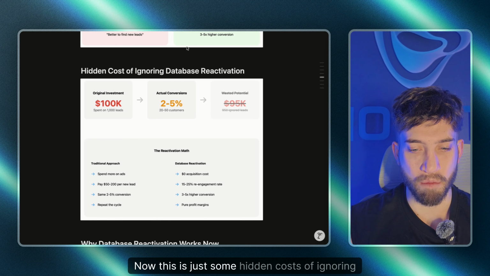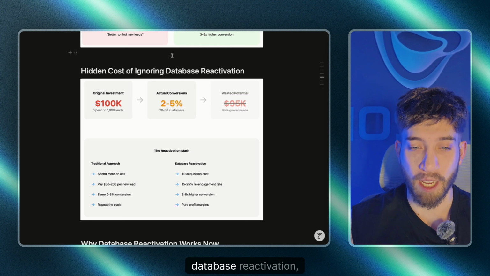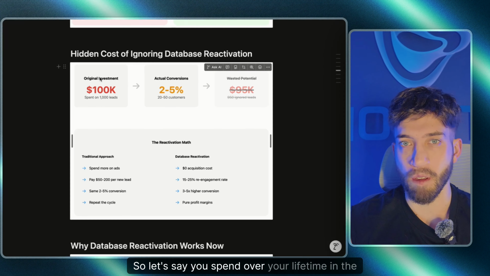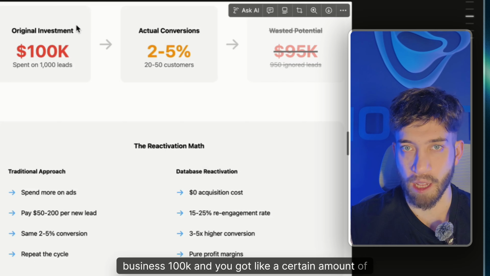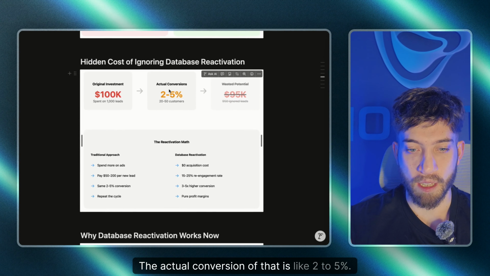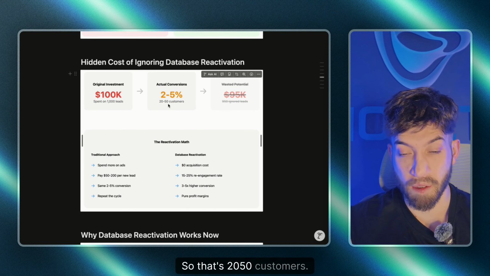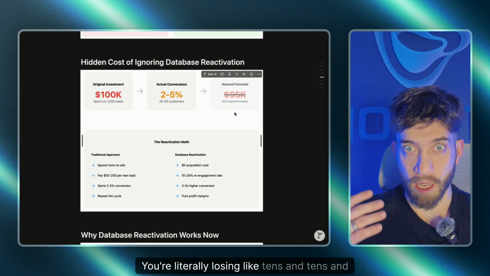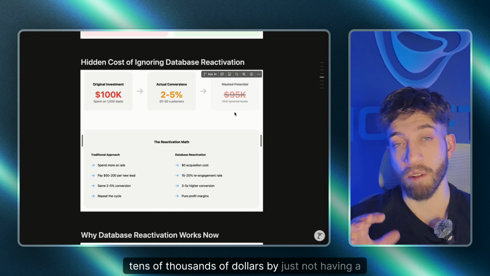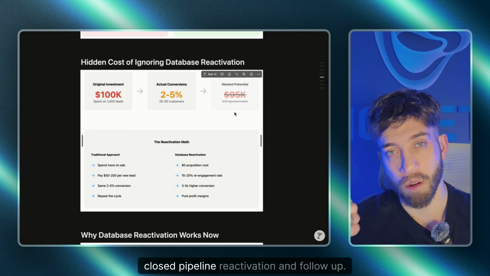Now, these are some hidden costs of ignoring database reactivation, right? So let's say you spent 100k over your lifetime in the business and you got a certain amount of leads. The actual conversion of that is 2 to 5%, so that's 20 to 50 customers. You're ignoring a majority of your leads. You're literally losing tens and tens of thousands of dollars by not having a closed pipeline reactivation and follow-up.